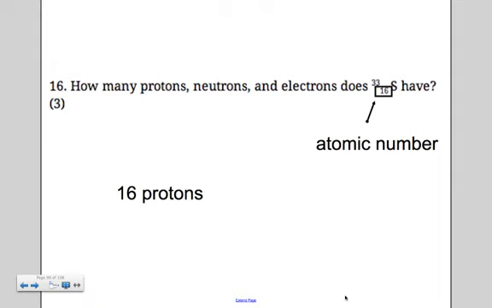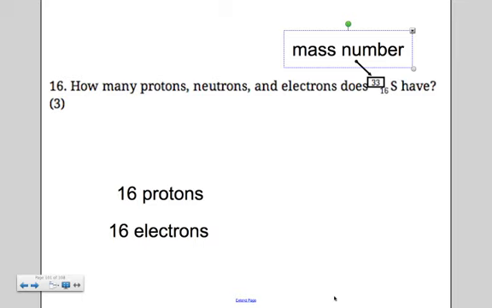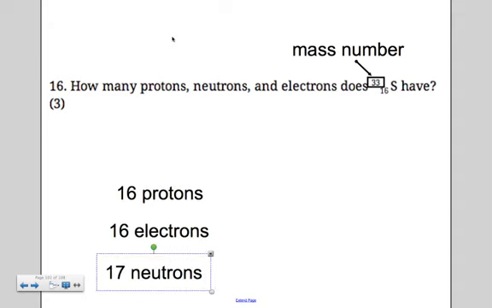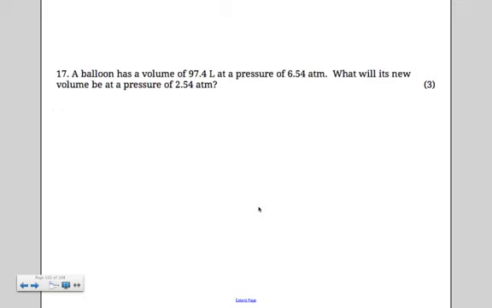And since it's not an ion, it's a neutral atom, no plus or minus up there, it's also got to have 16 electrons. Those two numbers always have to be the same, and they're always the number on the bottom when you look at the notation like this. And then the number on the top is called the mass number. The mass number is the protons plus the neutrons. Well, we already know the protons are 16, so if the mass number is 33, then the number of neutrons has to be 33 minus 16, which is 17. So 16 protons, 16 electrons, 17 neutrons.